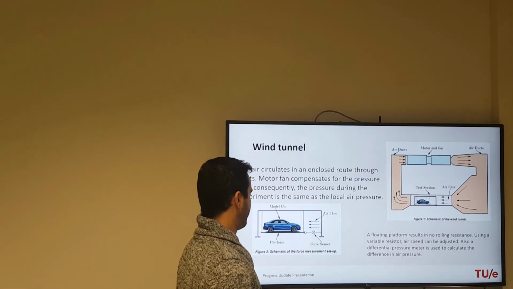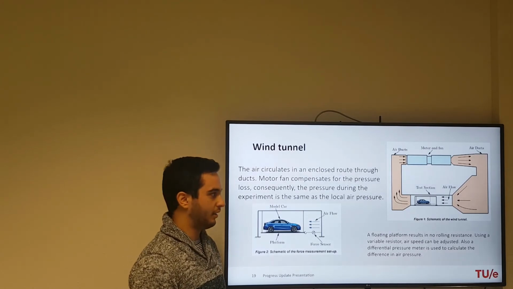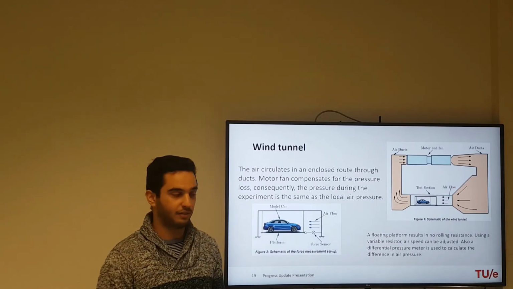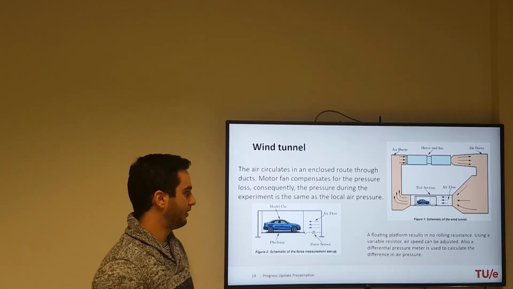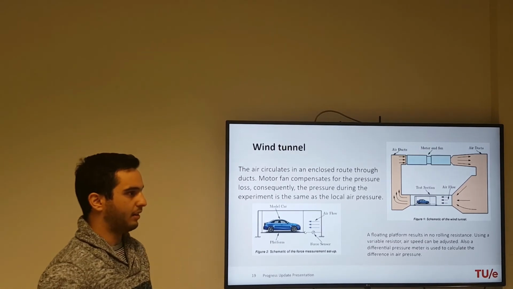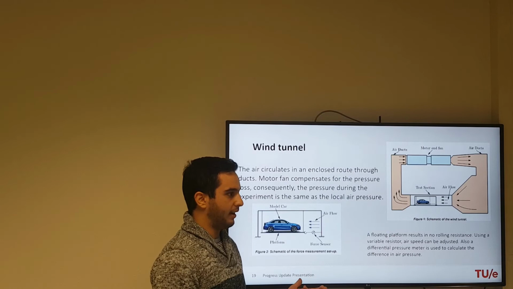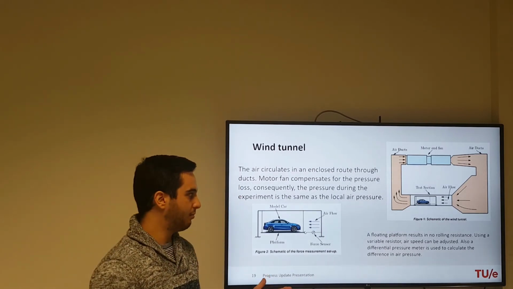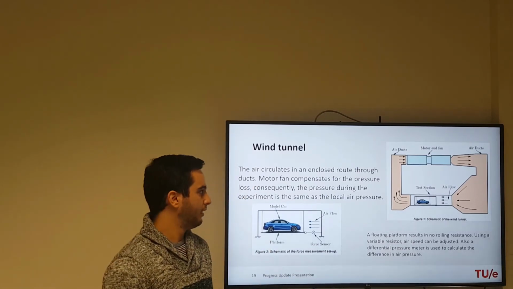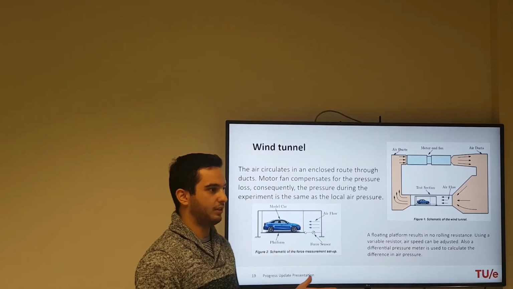And using a variable resistor, the airspeed can be adjusted, up to a maximum of 50.4 kilometers per hour, and we can also calculate the difference in air pressure. After this experiment, after acquiring the air drag coefficient and the total force, we can calculate at what speed we should drive during the final test to prove that our car, with its modifications that we have stated here, is going to be as efficient as possible.